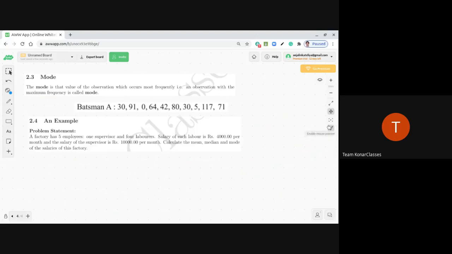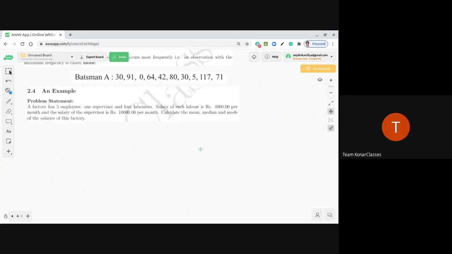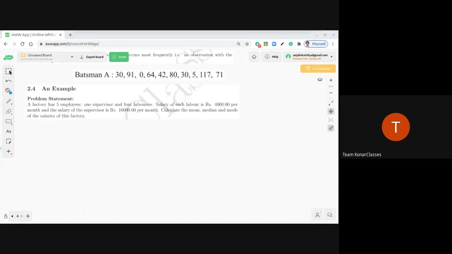Very simple and fundamental question. So how to find it out? Pretty simple. To calculate the mean, median and mode of the salaries of this factory, we can do it in very simple steps. First you need to find the mean. That means you need to sum up all these salaries and divide by the number of employees, which is 5. So how to do this?